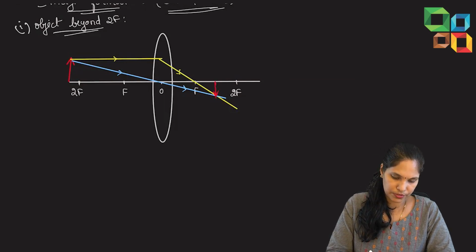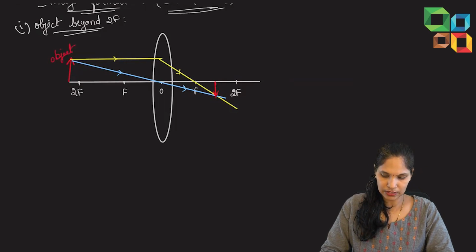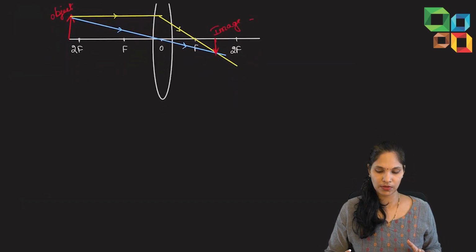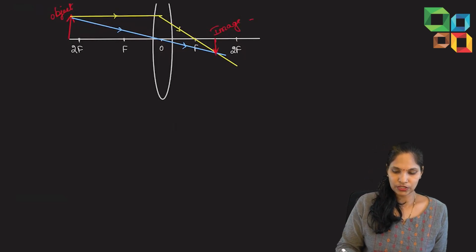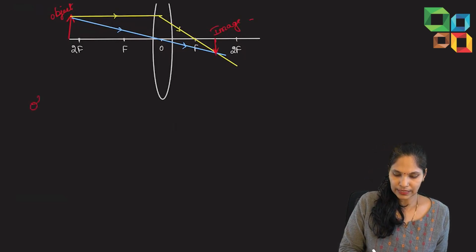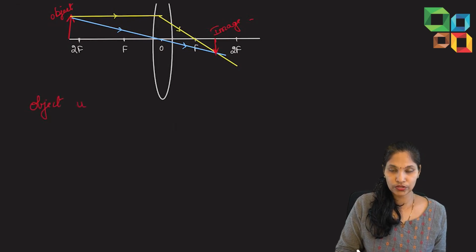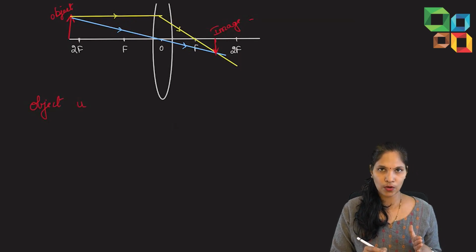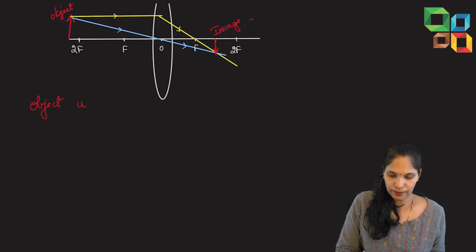Okay, so this is the object and this is the image. Just observe where was the object, where you got the image, what is the nature of the image. We had kept the object, that's object distance u. We usually use the symbol u for object distance. Object distance is a distance from the object to the optic center. So this u is greater than 2f.